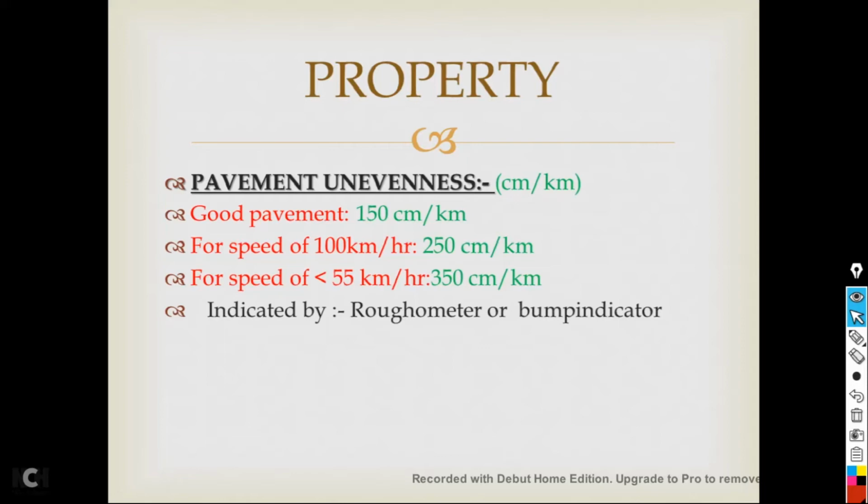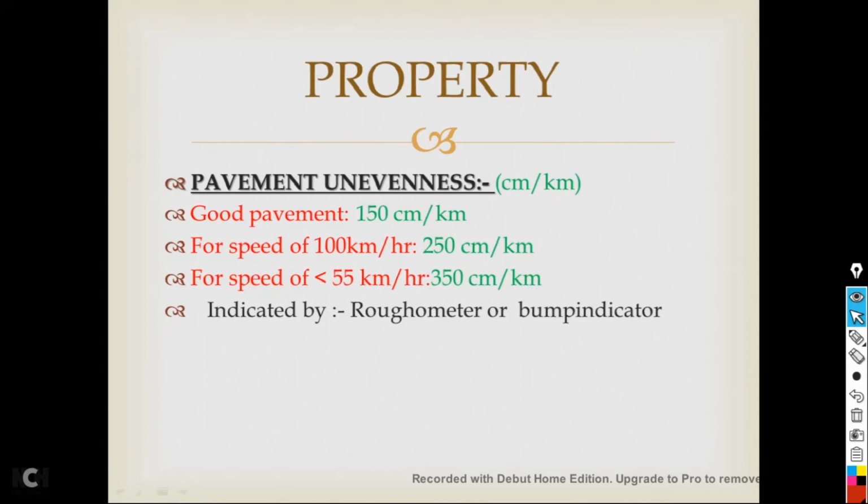For good pavement, the value of pavement unevenness is 150 centimeter per kilometer. For a speed of 100 km per hour, pavement unevenness should not exceed 250 centimeter per kilometer. For vehicles at a speed of less than 55 km per hour, the pavement unevenness should be 350 centimeter per kilometer, and the pavement unevenness is measured by the instrument called roughometer or bump indicator.